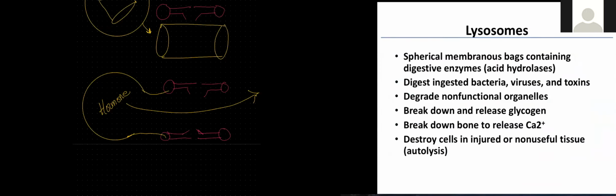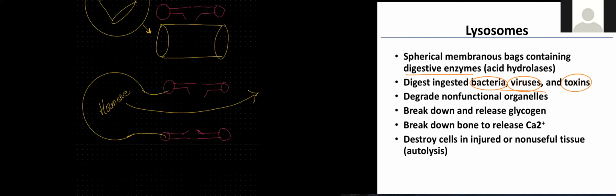All right, so moving on to another membranous organelle, the lysosomes. Lysosomes are vesicles containing digestive enzymes, and they are responsible for digesting and breaking down. So what would I be trying to break down? I will try to break down ingested bacteria. I would like to break down viruses. If I got exposed to toxins, I would like to break down those toxins. I don't want to keep them. What else do you want to break down?